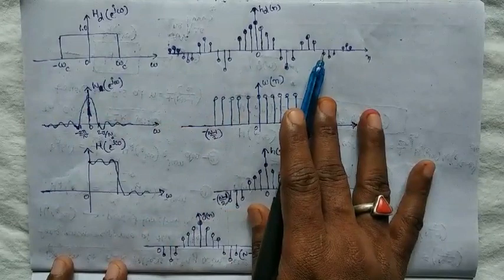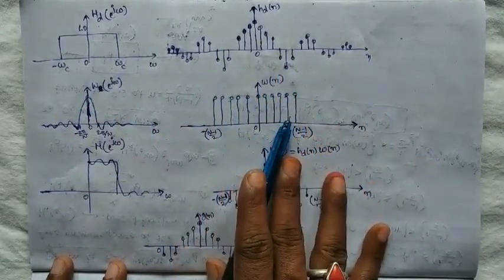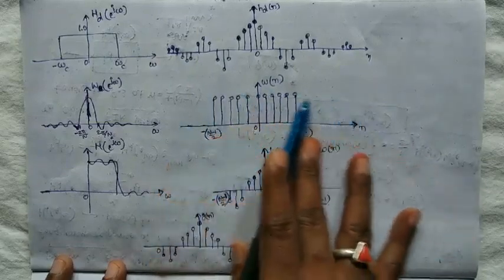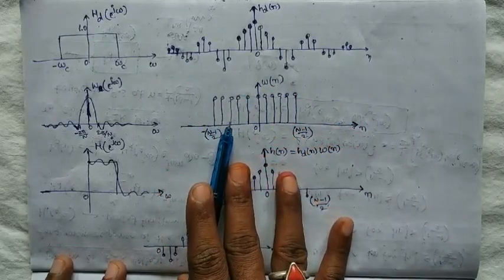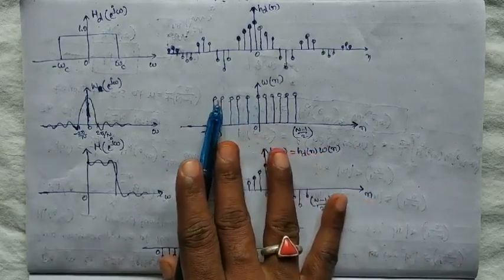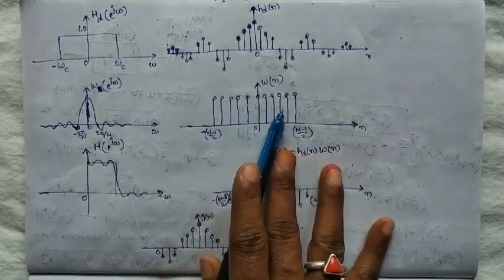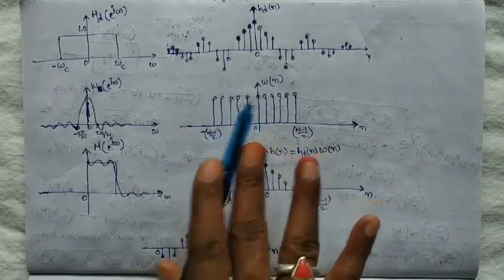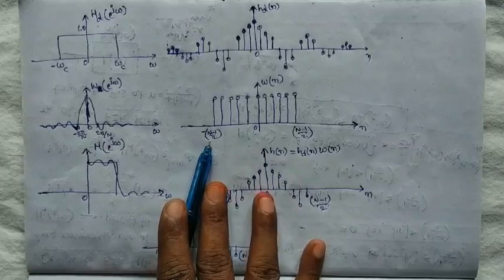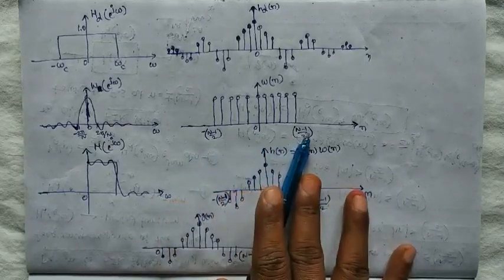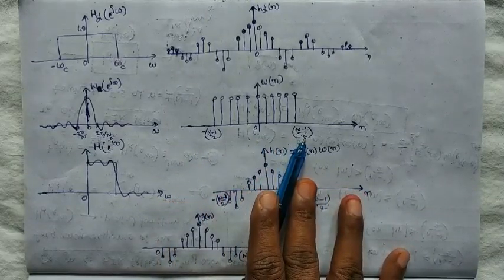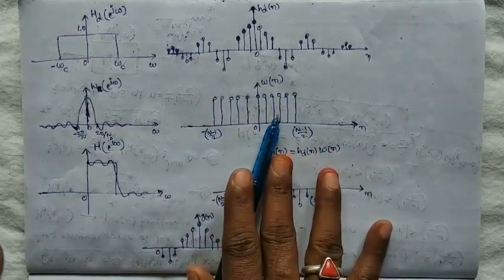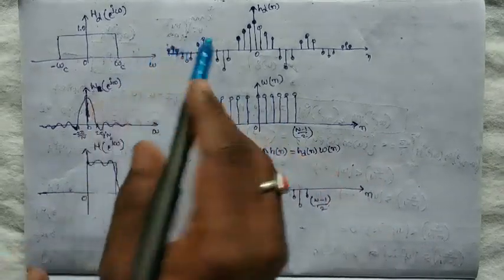Here I am considering the window. w of n is the window. What does this figure represent? The window. It looks like a rectangular window. It is defined from minus (N minus 1) by 2 to (N minus 1) by 2. What is the Fourier transform of this rectangular window? It is the sinc function.